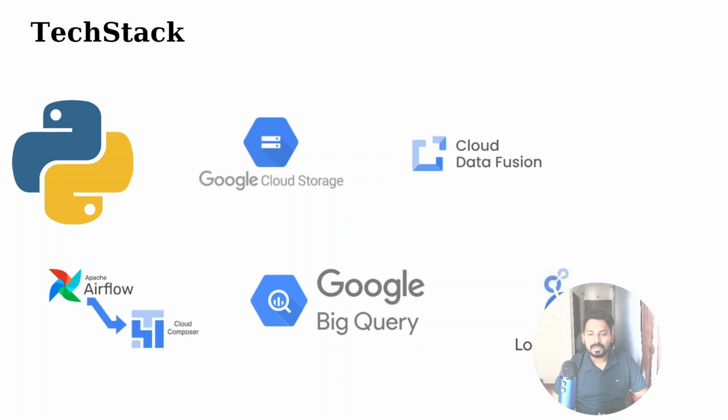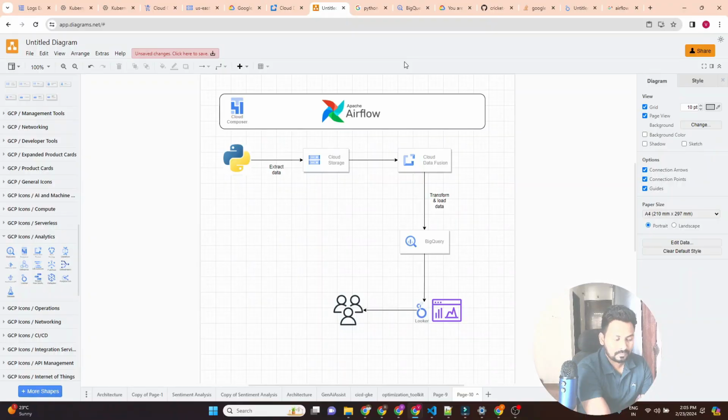Okay, so let me go to the architecture we are following for this data pipeline, and I'll quickly cover what we have done as of now. So this is the architecture we are following. First we extracted data from the Faker library using Python. Then we put that data into the Cloud Storage bucket. Then we created a Data Fusion pipeline and loaded into BigQuery, and then we visualized it on a Looker Studio dashboard. So let me show you the Data Fusion pipeline which we created.